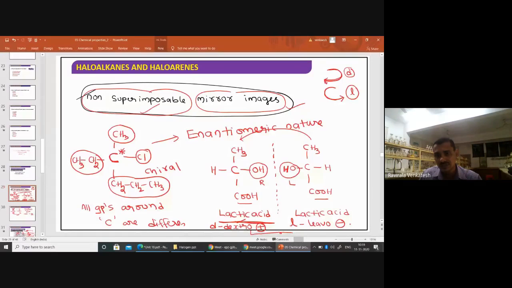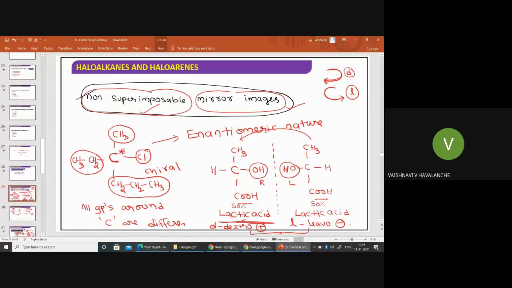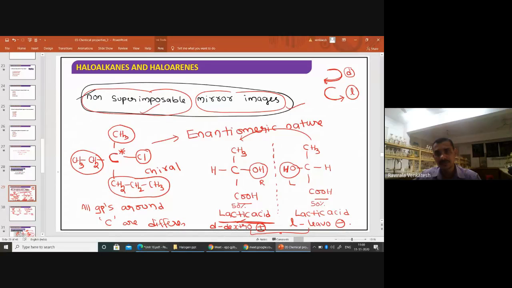Now, these two are collectively called what? If you do any reaction and you get 50% of dextro and 50% of levo, collectively they are called a racemic mixture. Racemic mixture.